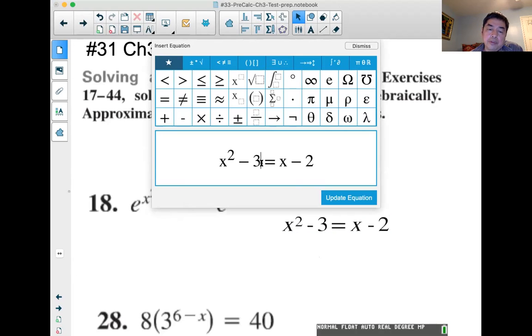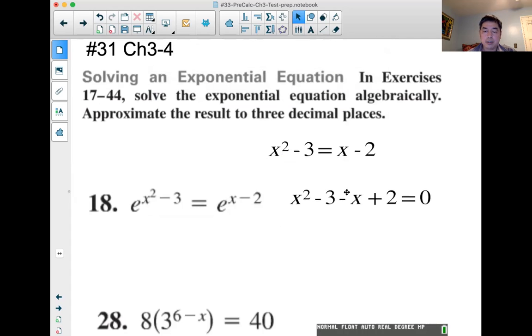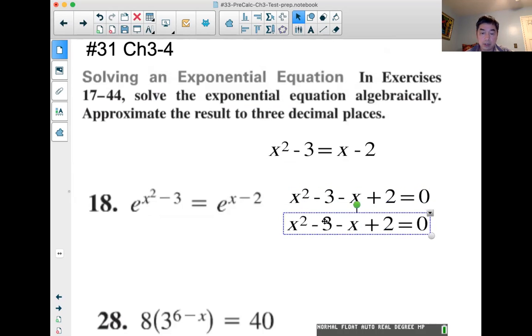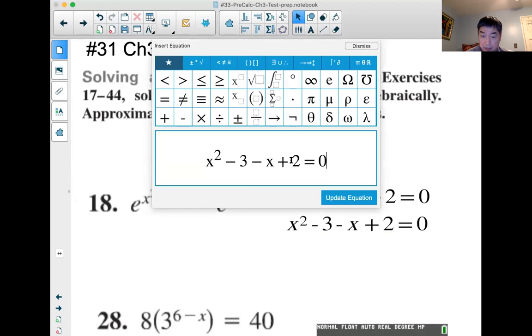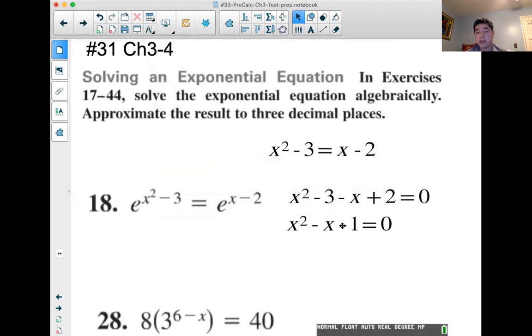If you move this to the left hand side, you change the sign. It's going to be plus 2, and left over is 0. So now it's going to be x squared minus x minus 1, and you can run the quadratic equation, right?